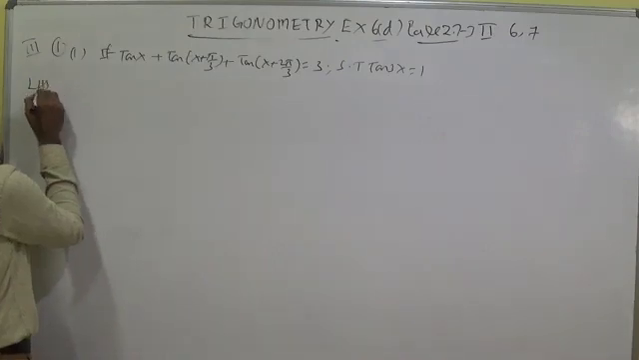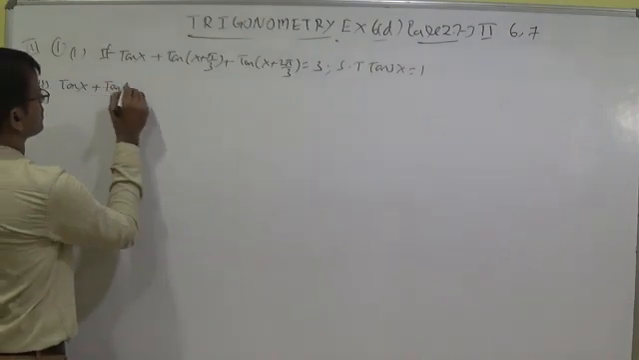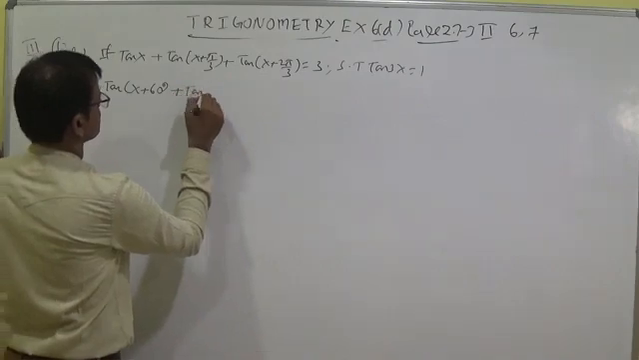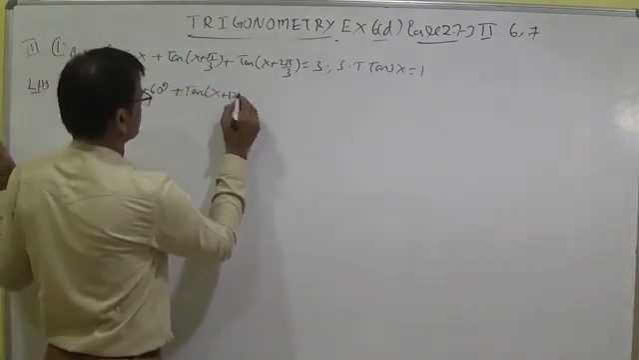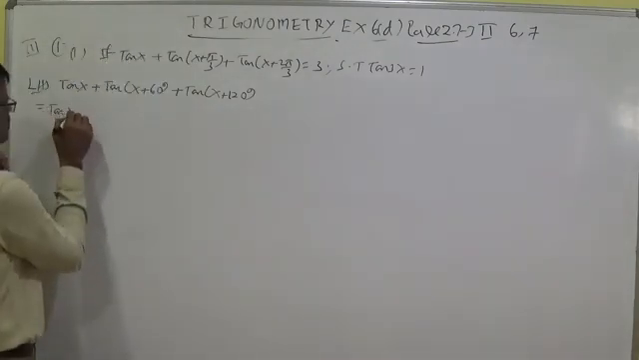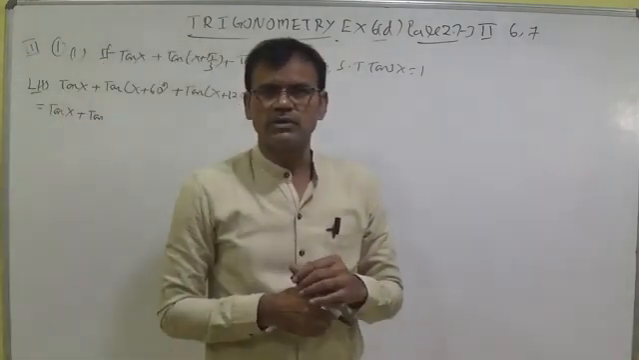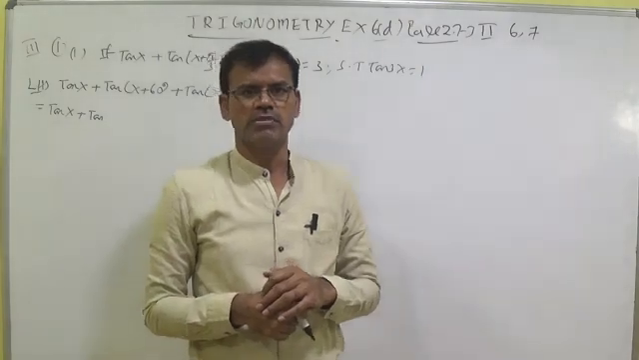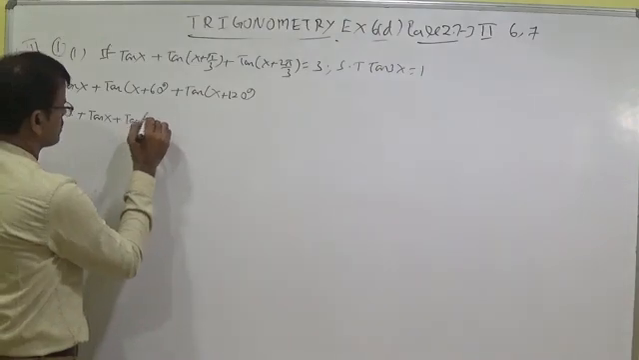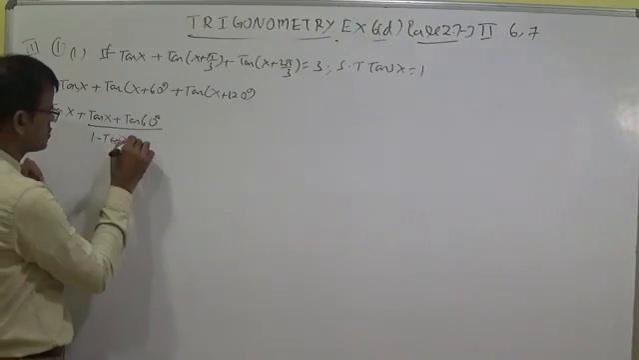Take LHS. You can write tan x plus tan of x plus 60 degrees plus tan of x plus 120 degrees. That is equal to tan x plus, remember the formula, tan of a plus b is equal to tan a plus tan b by 1 minus tan a tan b. So tan x plus tan 60 by 1 minus tan x into tan 60.